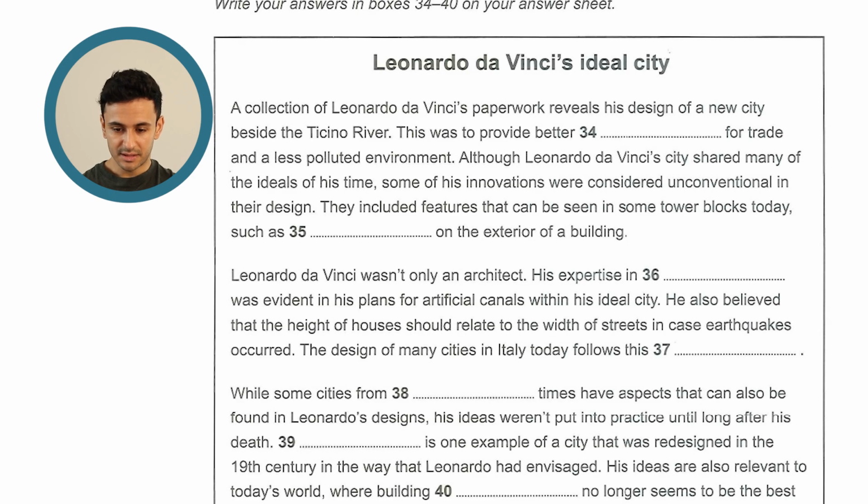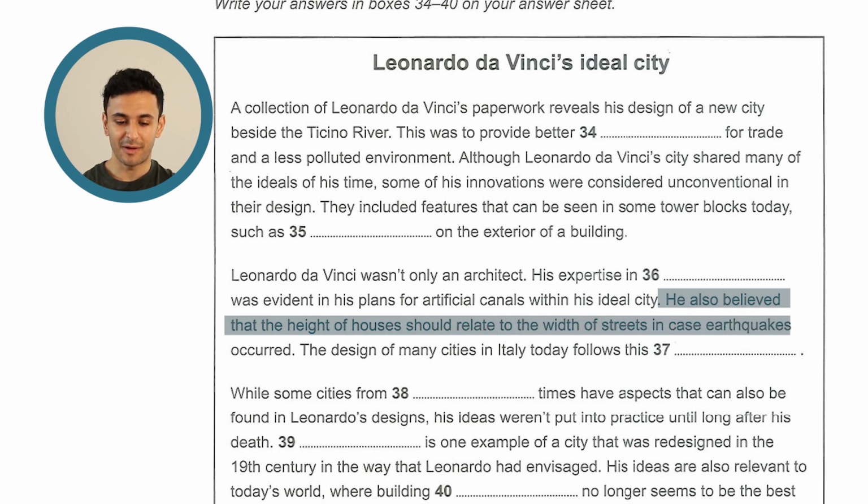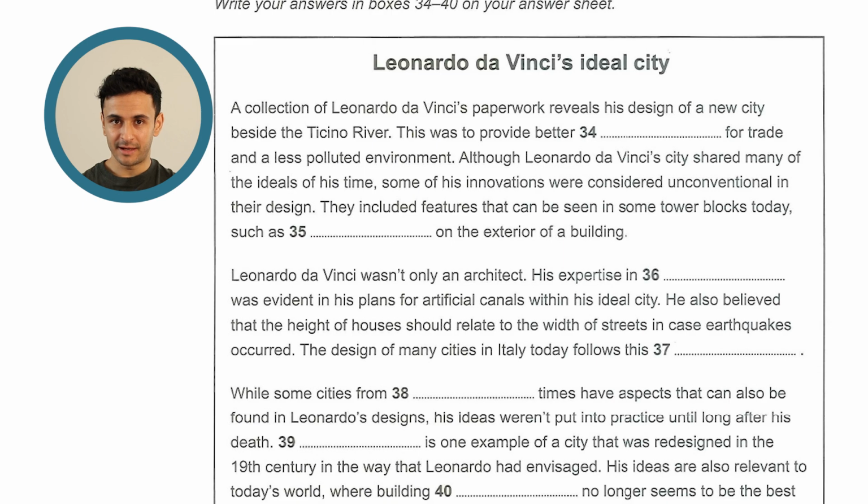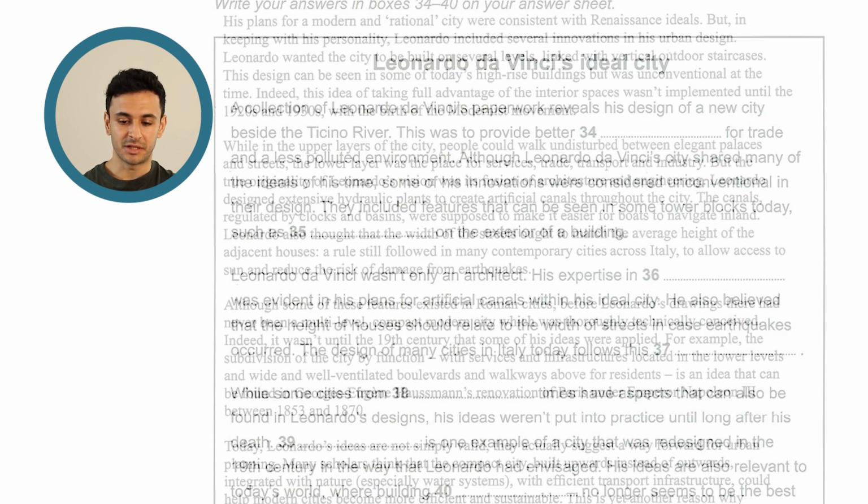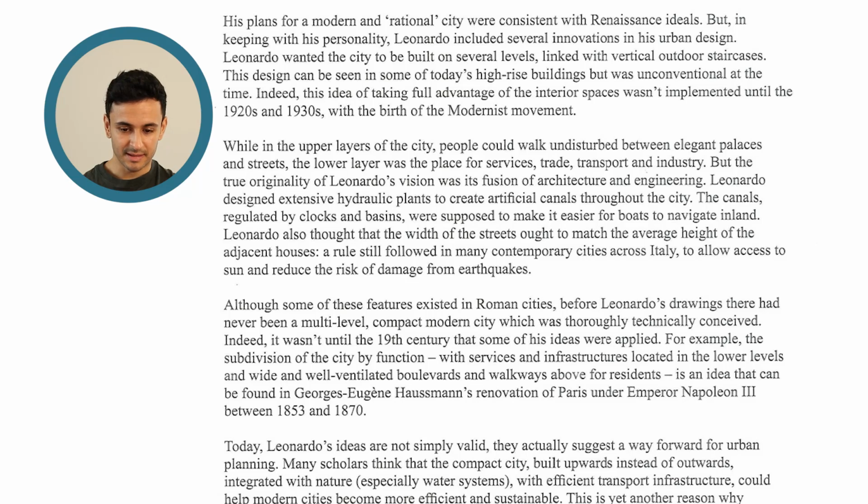And then let's continue. He also believed that the height of the houses should relate to the width of streets in case of earthquakes occurred. The design of many cities in Italy today follows this. My keyword that I remember reading in the text was earthquake, so I'm going to quickly go back and see where I actually saw that. So this is where that sentence starts.